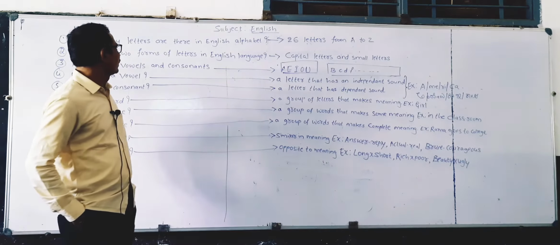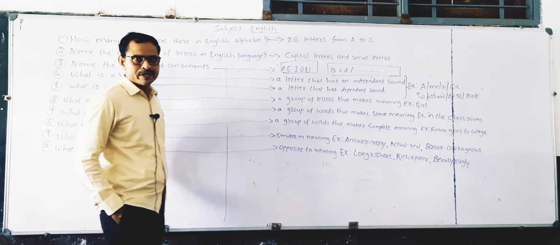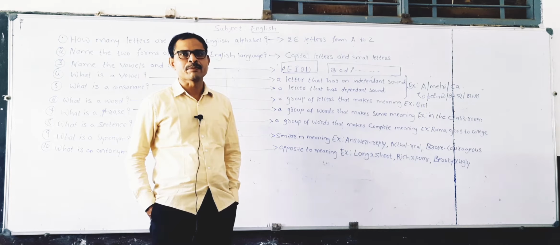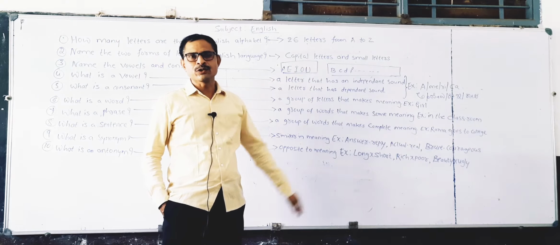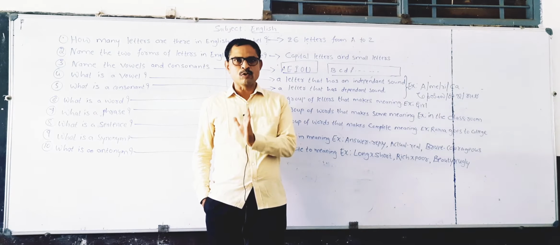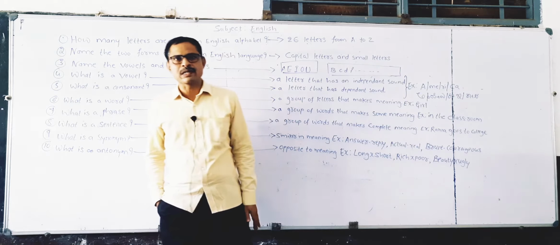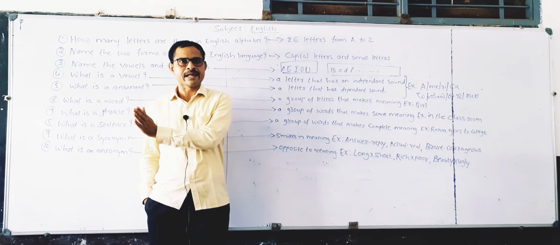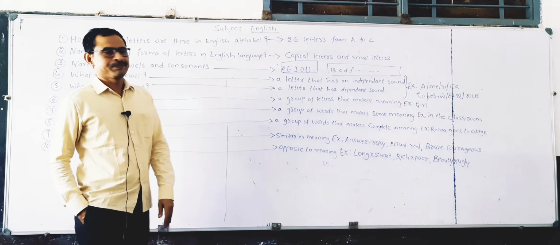Next, name the two forms of letters in the English language. The two forms of letters in the English language are capital letters and small letters. And you know the use of capital letters. To write some words, we begin with capital letters. For example, to write the name of a person or place, or to write the name of a language, to write the name of great books and epics.